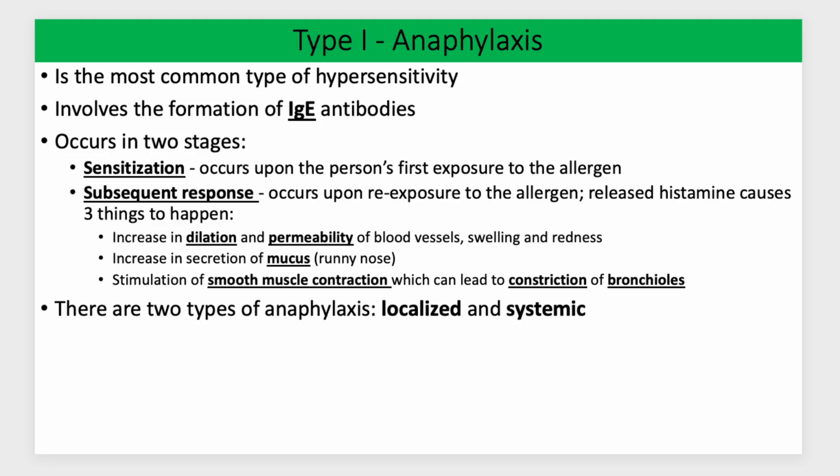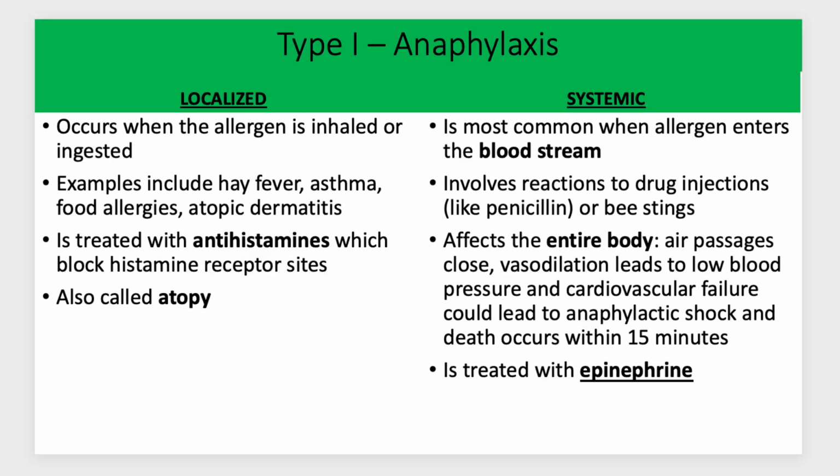We have two types for anaphylaxis. We have what's called localized, and then one that's called systemic. So if we're talking about localized, this means local. So this is going to occur in particular areas. So if you inhale the allergen or you ingest it, you might have hay fever, asthma, food allergies, or atopic dermatitis. And atopic dermatitis, you probably never heard that before, but what that means is eczema.